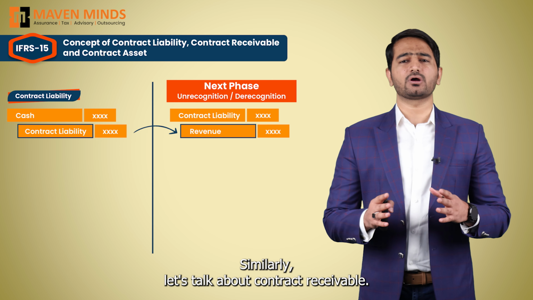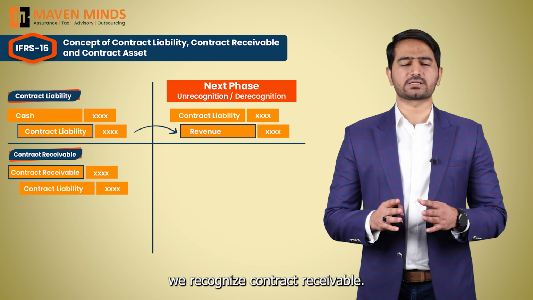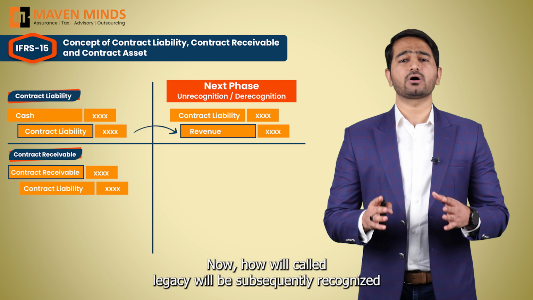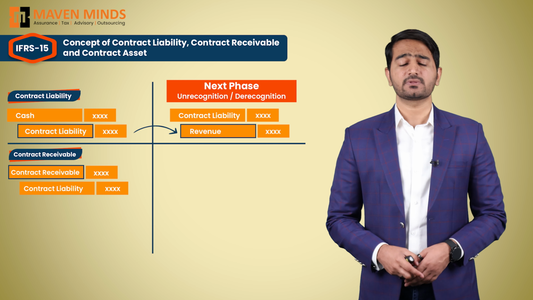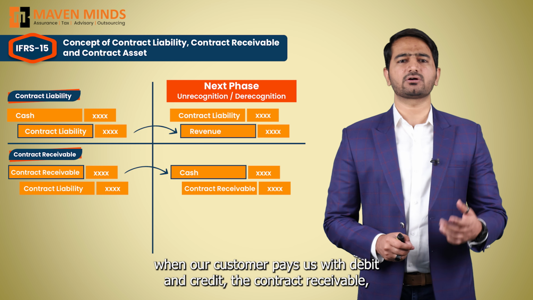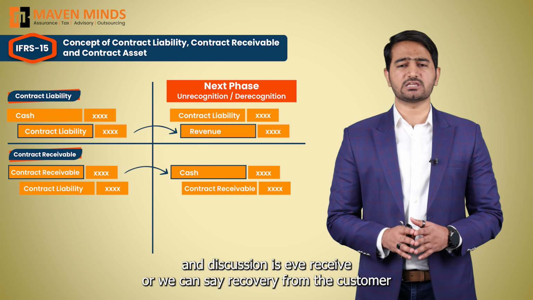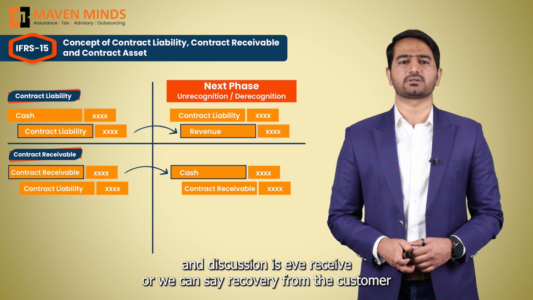So the next phase of the contract liability is recognition of revenue. Similarly, let's talk about contract receivable. If we have an unconditional right to consideration, we recognize contract receivable. Now, how will contract receivable be subsequently derecognized? When our customer pays us, we debit the cash and credit the contract receivable, meaning the next phase of the contract receivable is cash receipt, or we can say recovery from the customer.